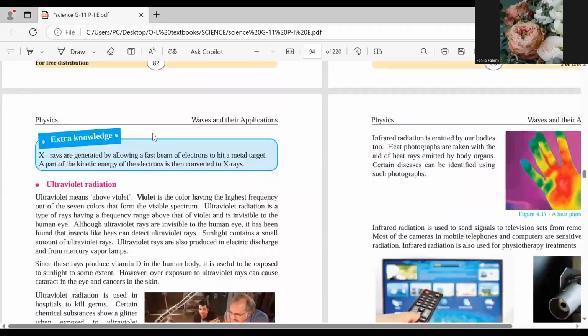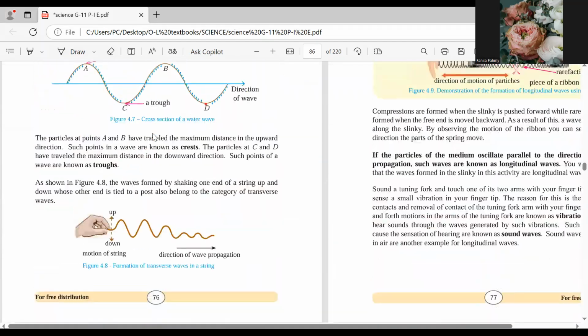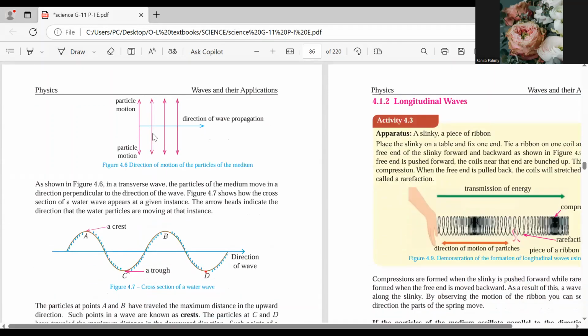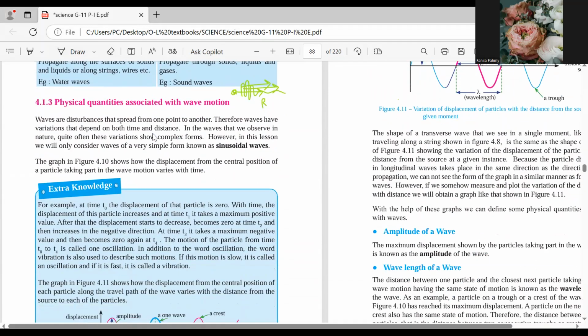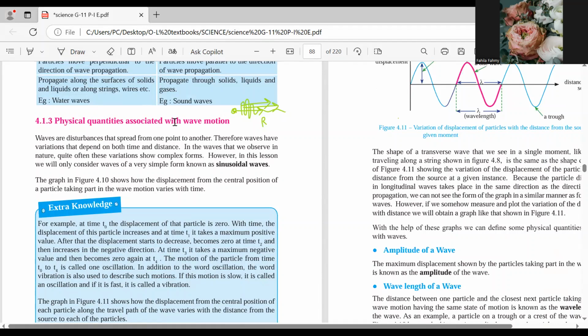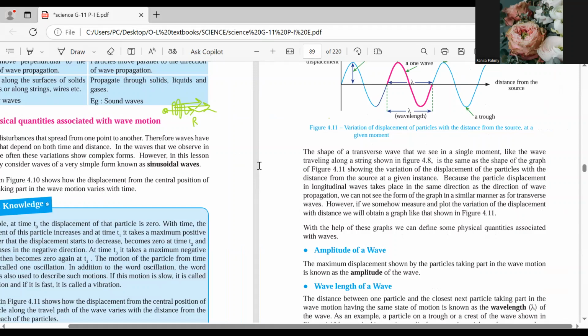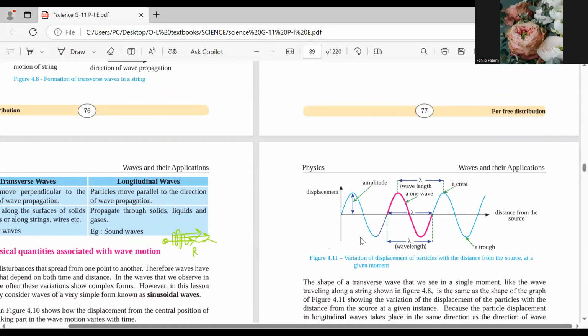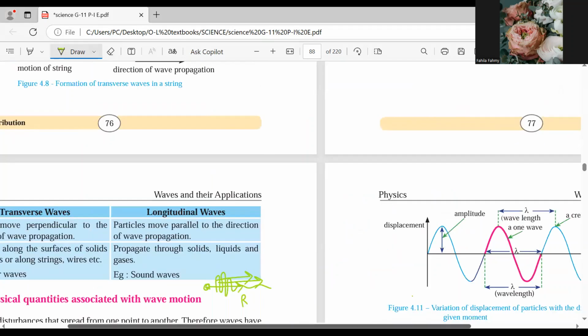And we'll come to where we were. Then Puta will get a little bit technical. Okay, we are going to learn some terms now, further terms. Physical quantities associated with wave motion. In this lesson, we will only consider waves of a very simple form known as sinusoidal waves. Right? We are going to learn only about the wave that has this typical form. Okay, what are the terms, Puta? Now look carefully, right? These terms they can ask in the exam. So we are going to learn these.